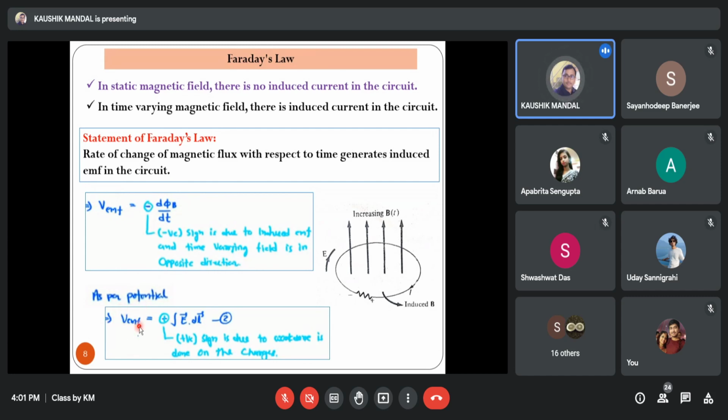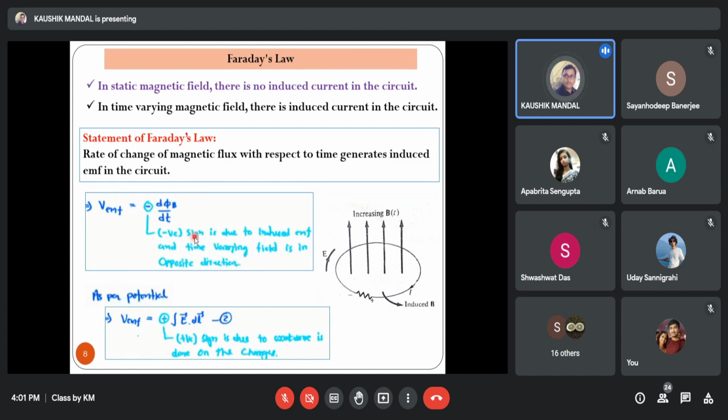This is the equation of potential due to electromotive force, while that electromotive force is due to the electric field. So the two are different. One is generated from the changing magnetic flux, and one is generated from the electric field. In that case, we are considering the positive sign, because we are considering that work is done on the charges. Work is not done by the charge, rather work has been done on the charges. So we are considering this a positive sign. So V of EMF equals the integration of E dot dl.